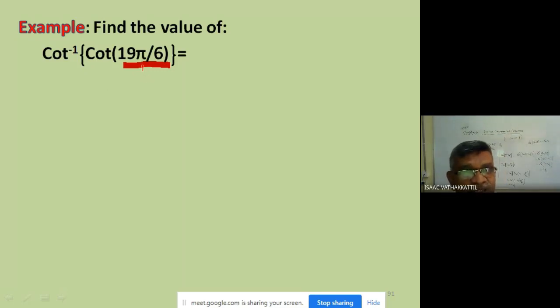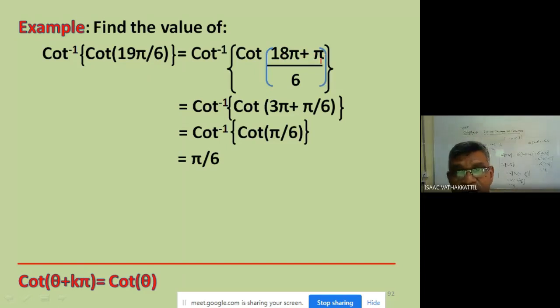So 19 pi by 6: the nearest multiple of the denominator 6 is 18 pi. So 18 pi plus pi by 6. Why 18 pi? 18 is the nearest multiple of 6. The advantage is that 18 pi by 6 is 3 pi, so we have 3 pi plus pi by 6. And cot of 3 pi plus theta is cot theta. You remember, cot theta plus any integer multiple of pi is cot theta. This is true for tan also. So cot of 3 pi plus pi by 6 is cot pi by 6, and cot inverse cot pi by 6 is pi by 6.